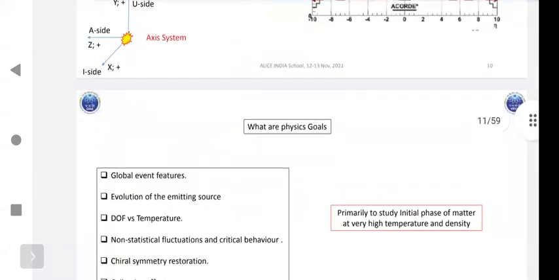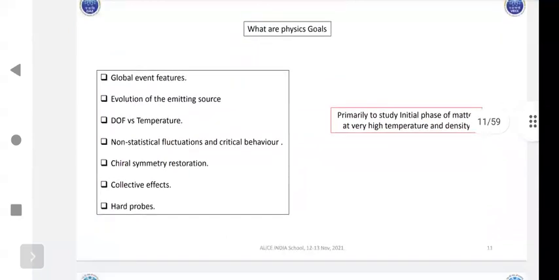Okay, and then comes the physics goal. What is the primary physics goal for these detectors? The primary physics goal is to study the initial phase of matter at very high temperature and density. And how will we do it? There are different features that one can probe, starting from global event features like multiplicity, rapidity, and so on, evolution of the emitting source, how it is evolving with time and space, degrees of freedom versus temperature, just to know whether they are in hadronic form or partonic form, and if they are in partonic form, how they are behaving, and so on.